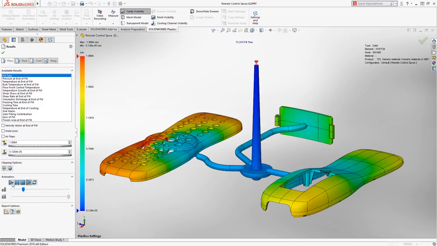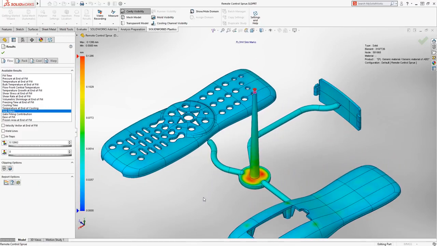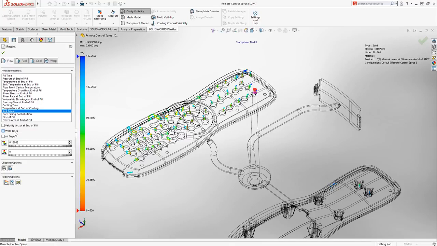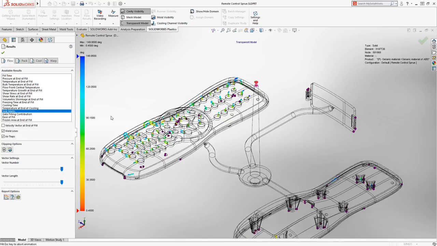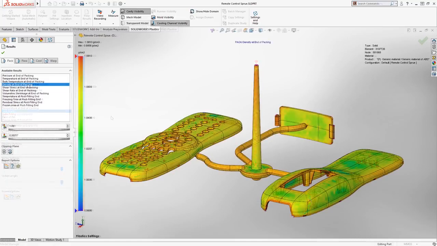Likewise, part imperfections and defects, such as sink marks and weld lines where cold fronts converge, are easily identified. This enables you to make changes to either the design of your part or the mold to better optimize the final production parts to eliminate or hide these defects from the visible surfaces of those components.